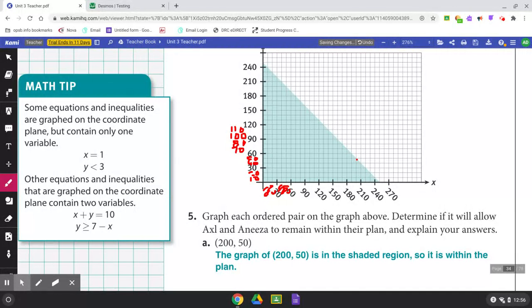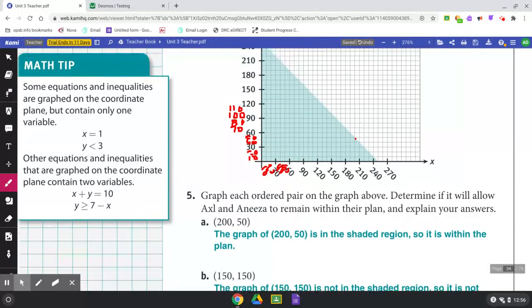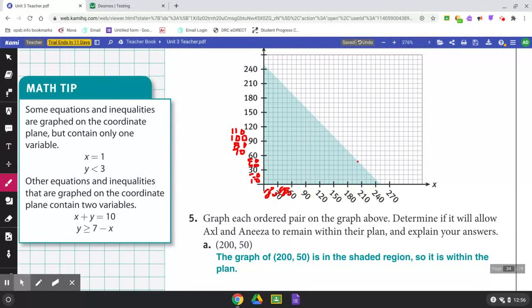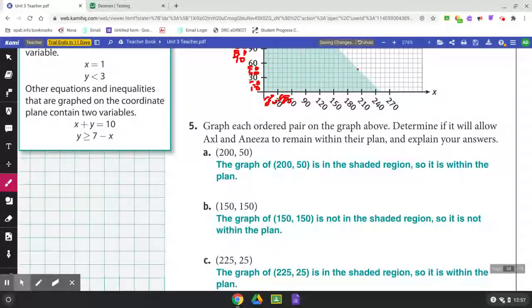It's right there on the line. I did the best I could. So the graph of the first point is in the shaded region, so it's within the plan. It lies directly on the line. The next point, 150, is exactly right there. It does not, so it would be a no. And you can just simply write yes and no.